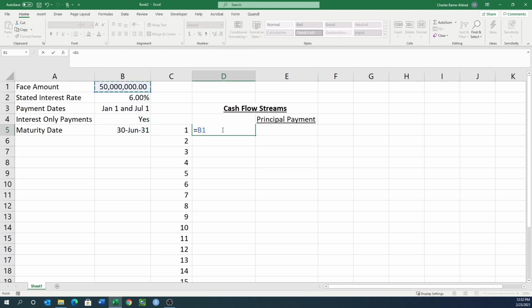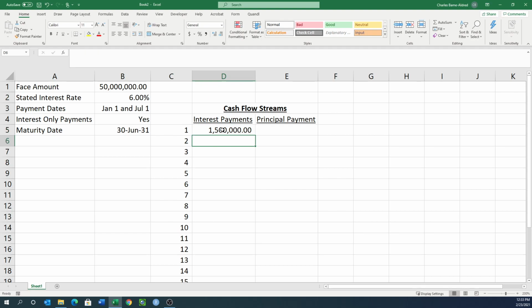50 million times my interest rate divided by 2. Or if the basis of this is actual over actual, then it would have to be the number of days that go by divided by 365. But we'll just make it simple. It's a 30 over 360, so we'll say times 180 divided by 360. And that tells me what each interest payment is.